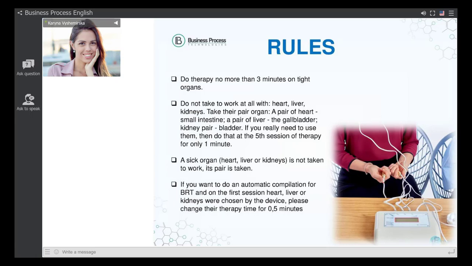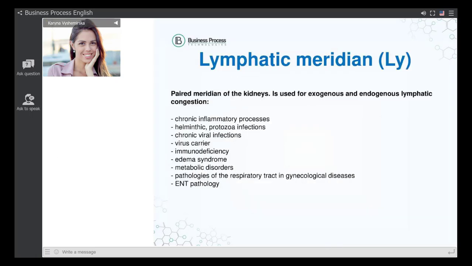Basically, our webinar will be finishing very soon. Now you say, but how can I choose which meridians to put? I just explained a little bit about our general meridians and about how to work with acute and chronic diseases. But don't worry, here in the presentation you will find everything. Here is the lymphatic meridian, whose pair meridian is kidneys. Here you can find the pathologies we can use it for.